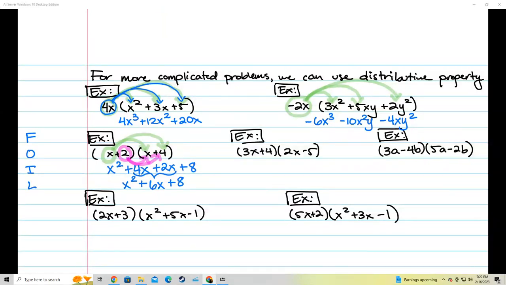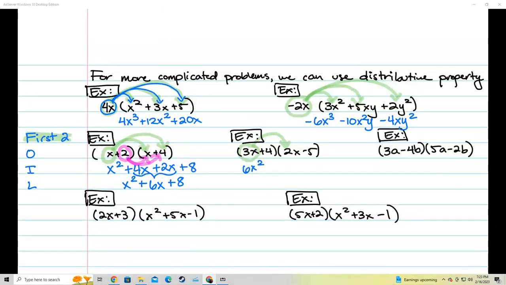Remember that the FOIL method basically means you need to multiply the first two. So if I am looking at the different parentheses, I'm going to take the first one from this parentheses, and I'm going to take the first one from this parentheses, and I'm going to multiply those two together. So let me go ahead and do that in green. F stands for the first two. You're going to take the 3x, multiply it with the 2x. That's going to give you a 6x squared. And I'm done with my F.